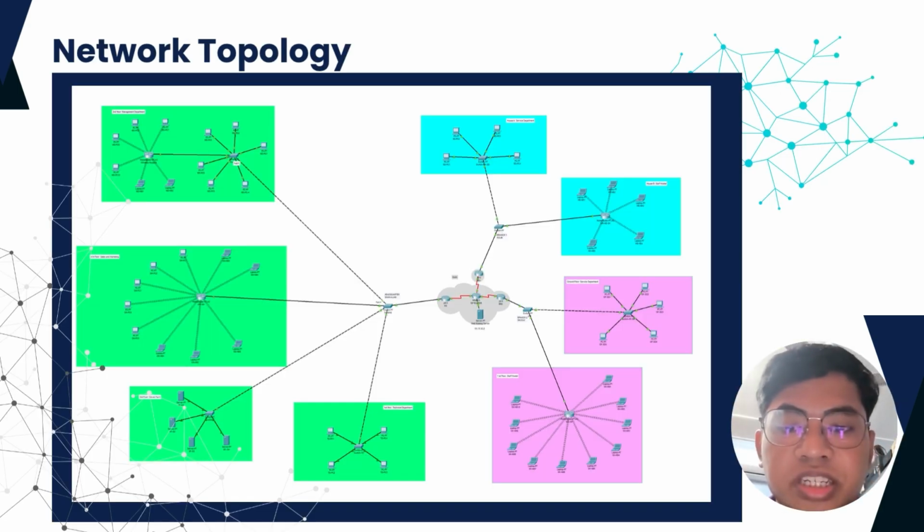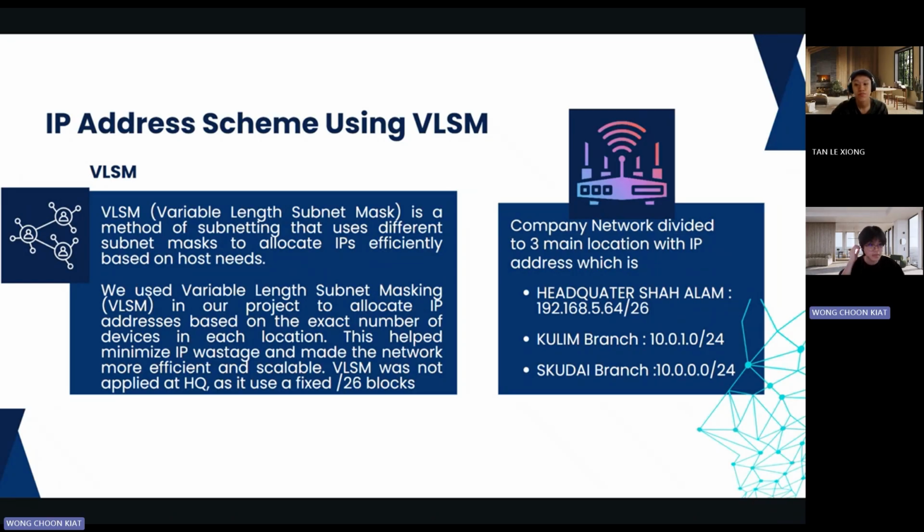Moving to network topology. This is the overall network topology for our project, with a green square for HQ Shah Alam, a cyan square for the Kulim branch, and a pink square for the Skudai branch. All networks are connected using routers and switches. IP addressing was done using VLSM to ensure efficient address allocation. The topology ensures stability, connectivity, security, and scalability across all departments and locations. So I will present the IP address part.